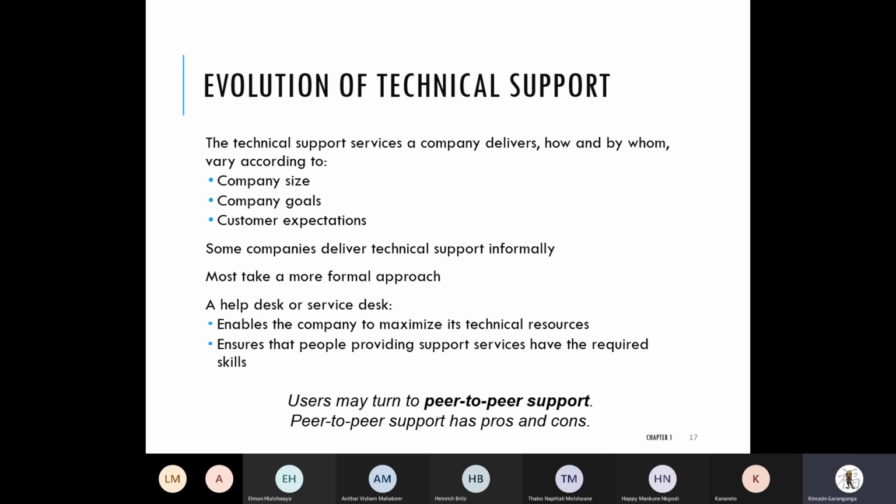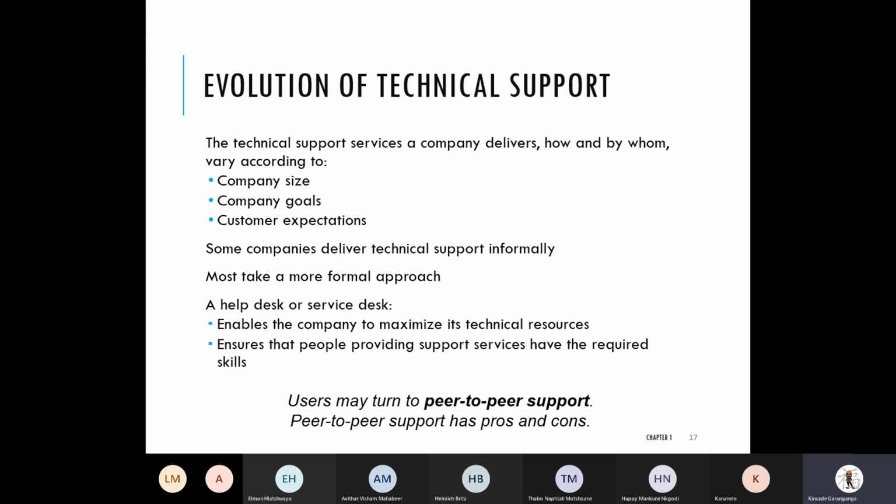That obviously has its own advantages and disadvantages in certain incidents as far as your specific setup is concerned. So you'll find that a help desk or service desk would enable certain institutions and organizations to look at maximization of their technical resources, and at the same time ensure that individuals providing these services have the required skills. I think it's very important in this regard because it enables incidents or issues to be resolved timeously and effectively, especially if you've got the right individuals that are skilled in that regard.